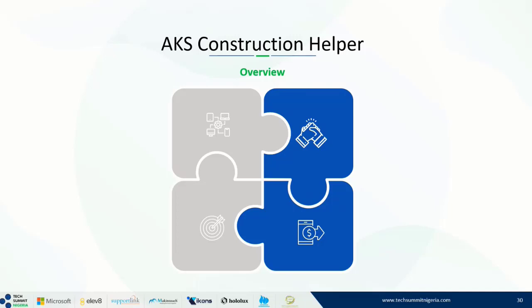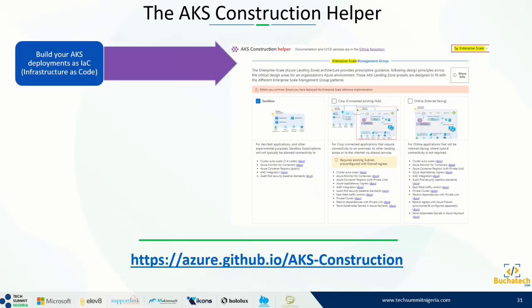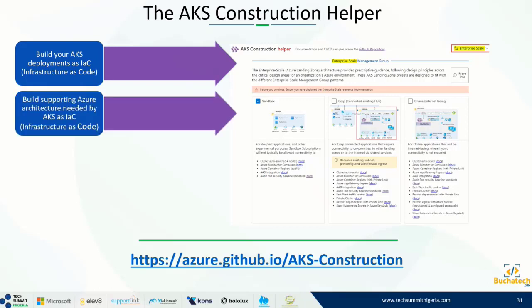So the AKS Construction Helper is a wizard-driven tool that helps you basically specify the configuration of your deployment as well as the configuration of your cluster, and then it generates the code for you. And so this allows you to build your AKS deployments out in code, and it allows you to build the supporting Azure architecture out in code.